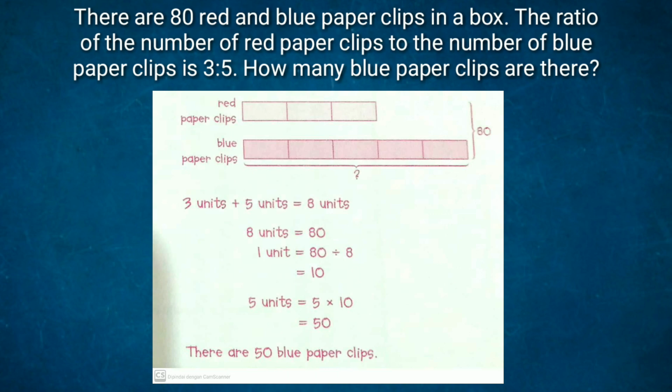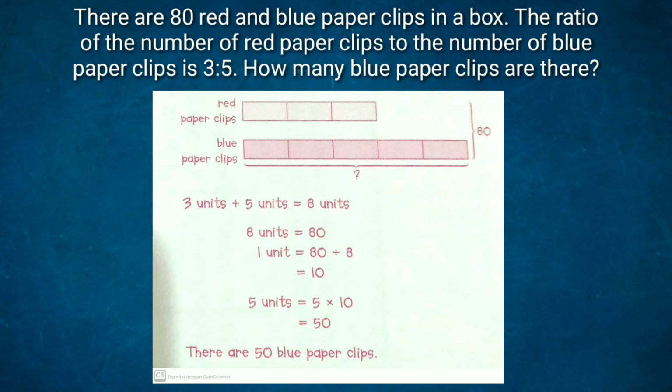And then we can add them. 3 units plus 5 units equals 8 units. It means every 8 units equal 80. Next, let's find the amount of every 1 unit. It means 1 unit equals 80 divided by 8 equals 10. So, every 1 unit equals 10.